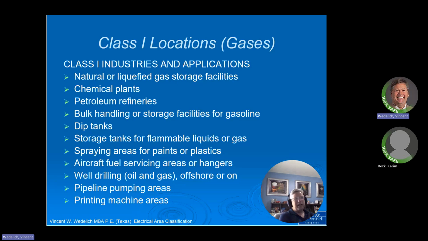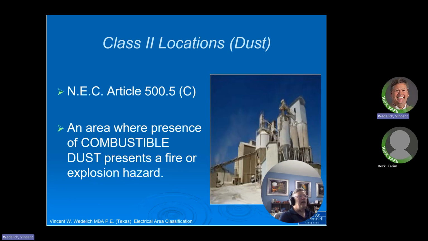So you see class one locations, gases, and these are the different areas you would see them, right? Natural or liquid gas storage facilities, chemical plants, petroleum refineries, et cetera. Then you have dust, right? These are dusty locations. And this particular one right here looks like maybe it's a sugar or a wheat meal, right?